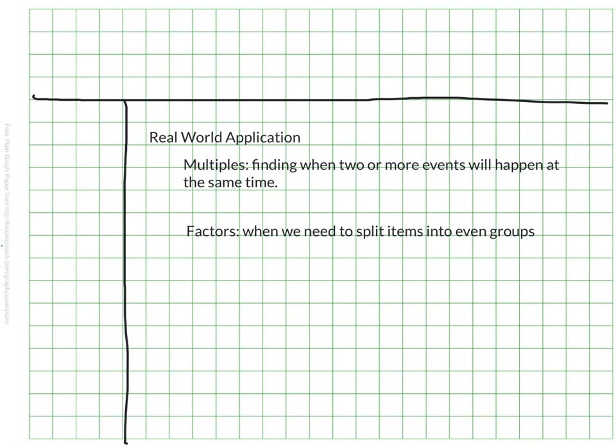As a quick reminder, go ahead and record in your journal, in your notes, that multiples help us when we want to find when 2 or more events will happen concurrently, so when they're happening simultaneously at the same time. Factors are useful when we need to split items into even groups. I'm going to put up 2 word problems, and we're going to try to figure out which one is which, and then we'll remember how to solve that, just as a review.